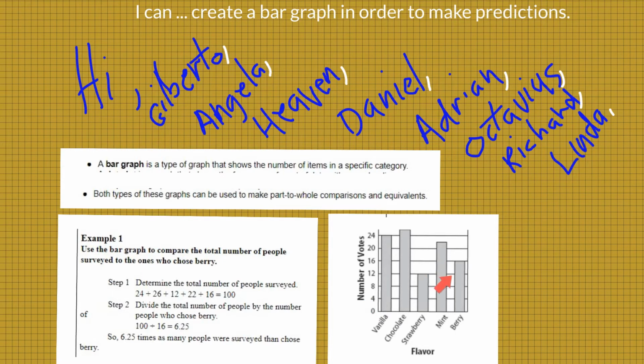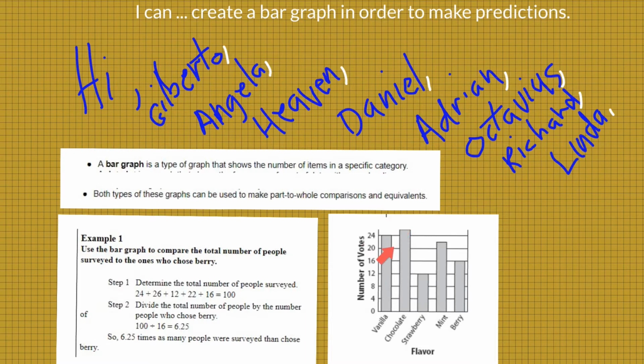From this graph, we can make observations. First observation maybe could be who has the most votes. So I would look at the highest, and I can see that that'd be chocolate. And I would look for who has the least votes. Well, that would be the lowest bar, and that would be strawberries. It looks like strawberries got 12 votes. And how many did the chocolate get? It looks like more than 24, so I'm going to say 25, okay?